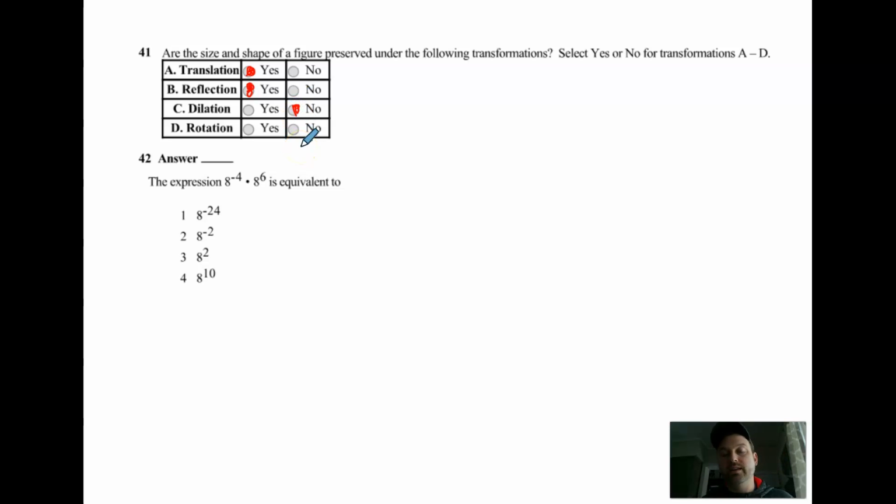And if you just rotate, is the size or shape changing? The size isn't changing, so we say that the size is preserved. Okay, 42, multiplying, bases are the same, add the exponents. So -4 plus 6 is a +2, or 8 to the 2.